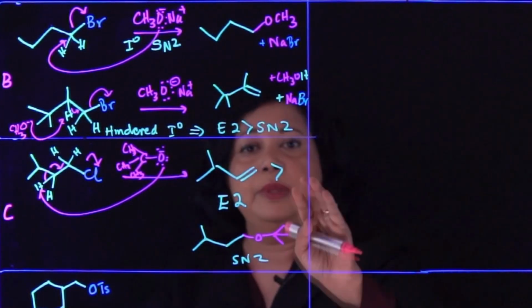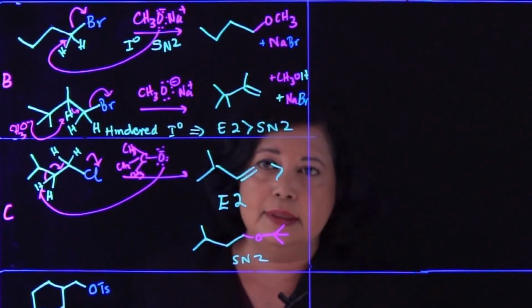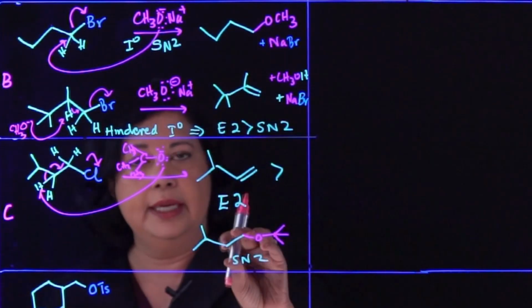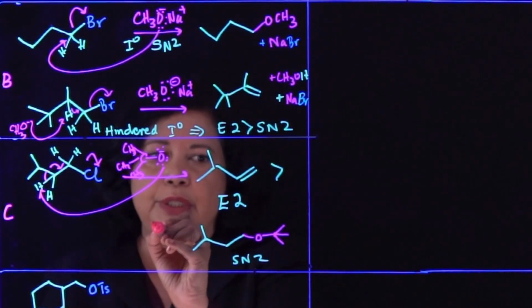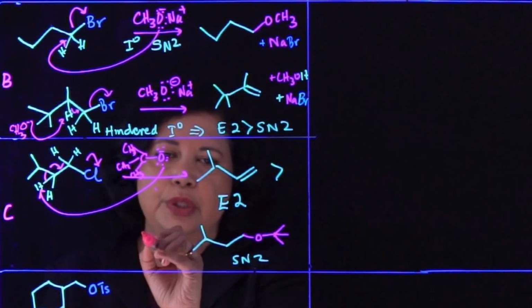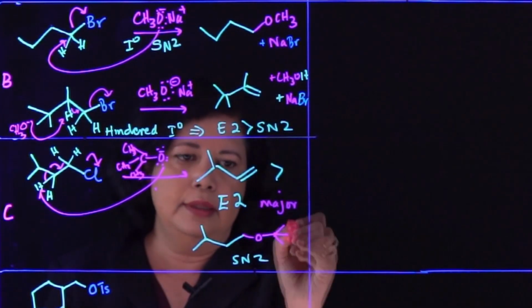It could be something like close to 80 and close to 20. So it's a lot here than here. Those are the 2 possibilities, E2 major, or SN2. So major, and this will be minor.